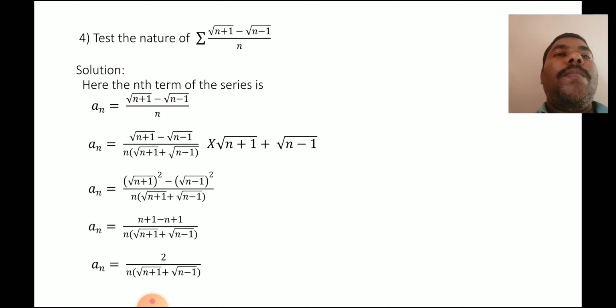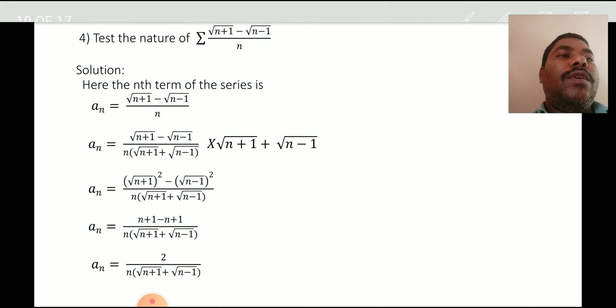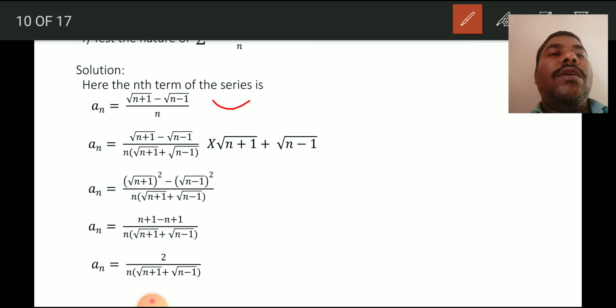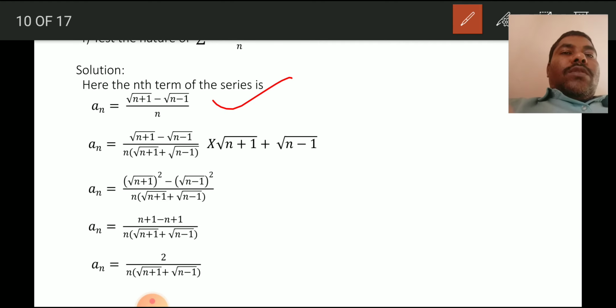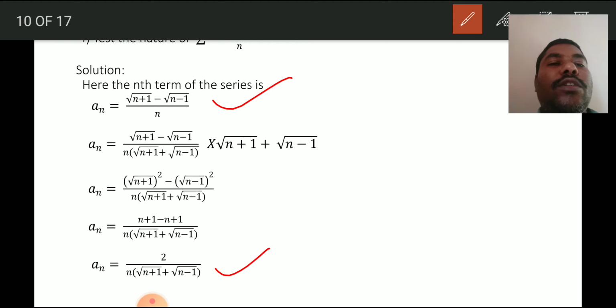So next problem, test the nature of summation n (square root of n plus 1 minus square root of n minus 1) divided by n. So here the nth term an is equal to (square root of n plus 1 minus square root of n minus 1) by root n. Rationalize this one. So we get an is equal to 2 by n into (root of n plus 1 plus root of n minus 1).